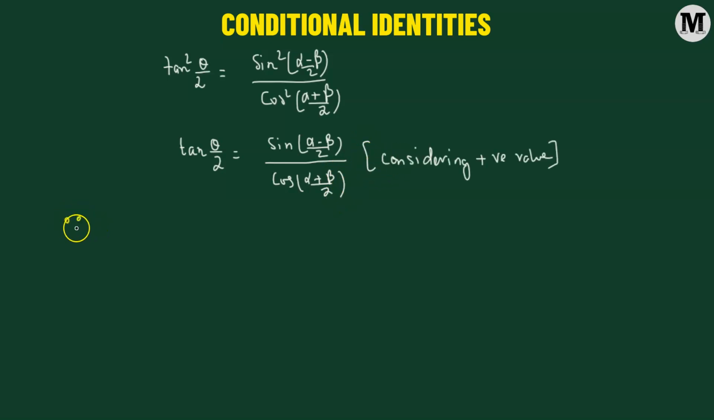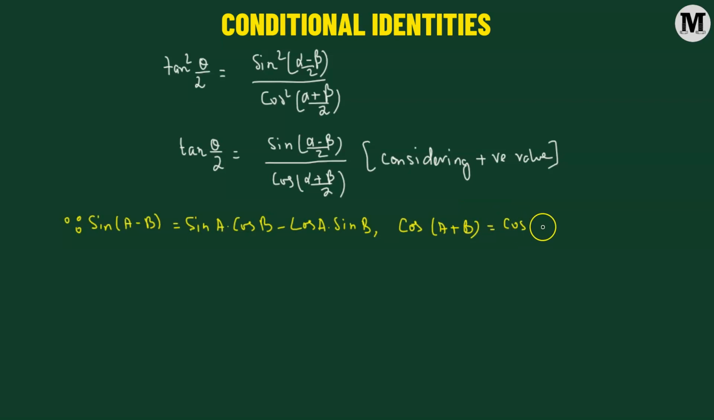Now we're going to use the other identity, which is sine of a minus b. We're using this because you can see in the numerator we have sine of alpha minus beta over 2, which can also be expressed as alpha over 2 minus beta over 2. Now sine of a minus b is sine a cosine b minus cosine a sine b. And the other one, cosine of a plus b: here a will be alpha over 2 and b will be beta over 2. That's given by cosine a times cosine b minus sine a times sine b. Let's use these two identities.